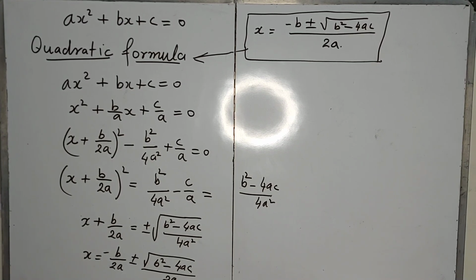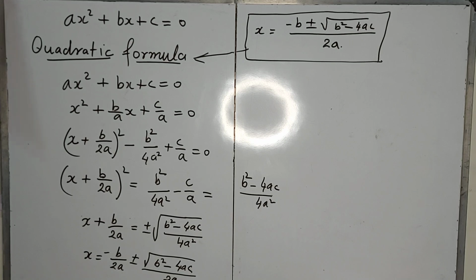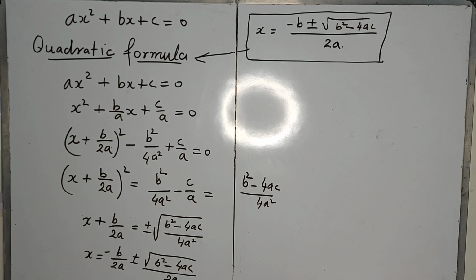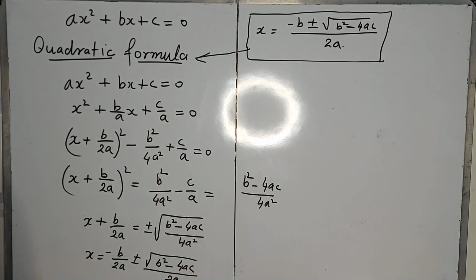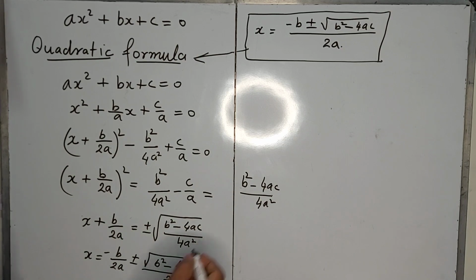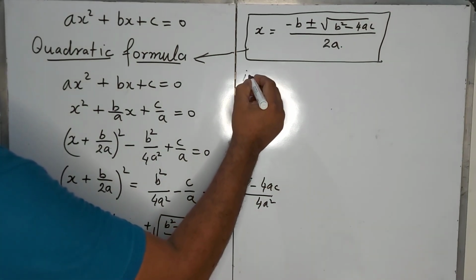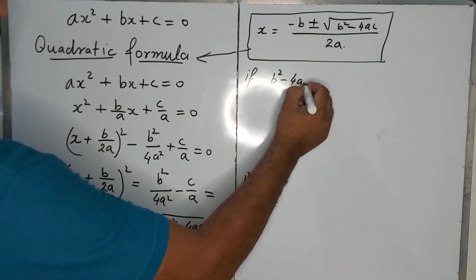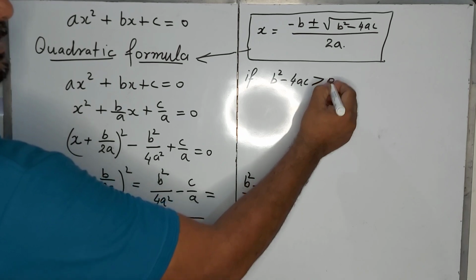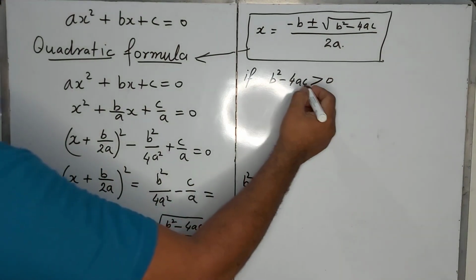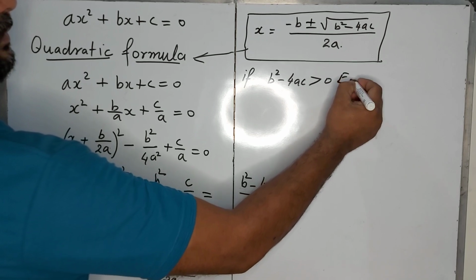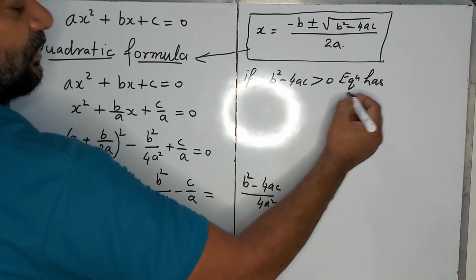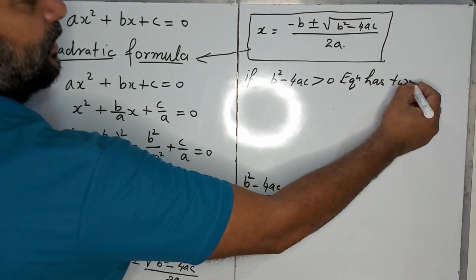Now, we will discuss the nature of roots by using this quadratic formula. Now, what happens if b square minus 4ac is greater than 0? In that condition, the equation has two distinct real roots.